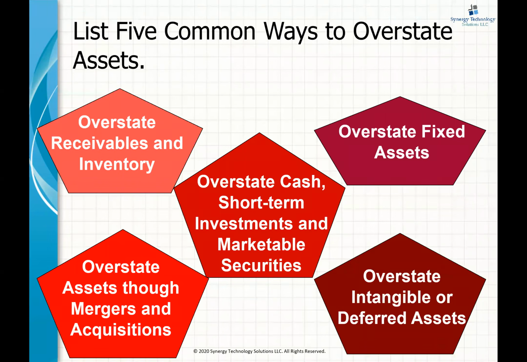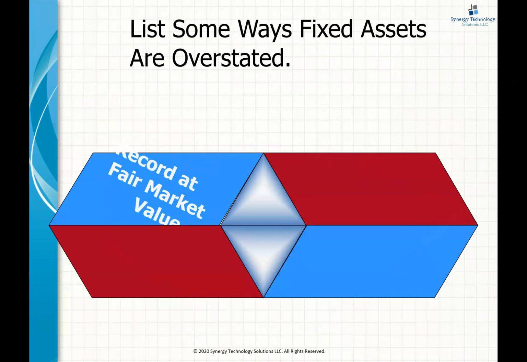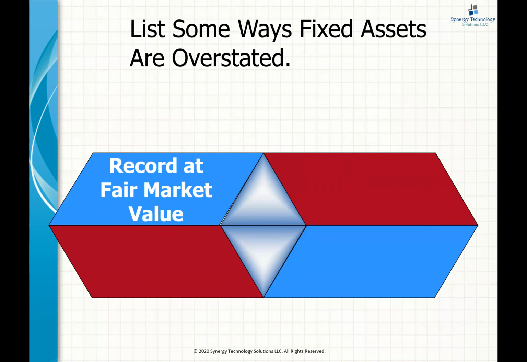Now, some ways fixed assets are overstated: recording at fair market value, especially companies like hedge funds and banking institutions. They have products, they have to do mark to market. And especially with hedge funds involving derivatives, it is very, very difficult to price them. You have to go to the vendor, the market maker, and get pricing from them.